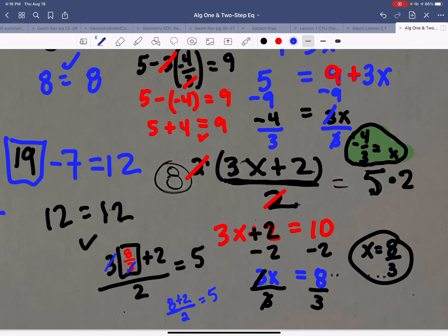Now, this line is actually acting as a parenthesis. So all the stuff on top, 8 plus 2 would be 10. And 10 divided by 2 really is 5. So when I plug it back in, I am able to confirm this was my final answer.